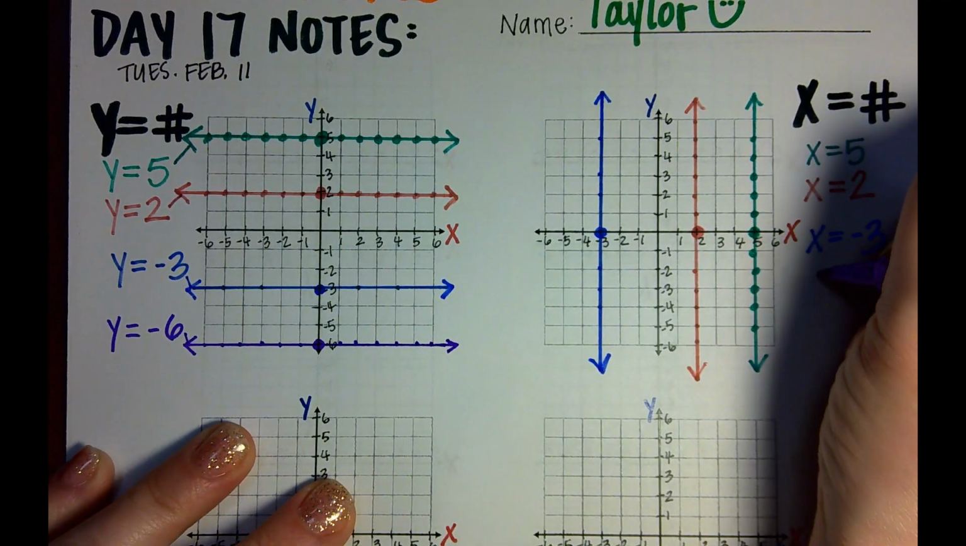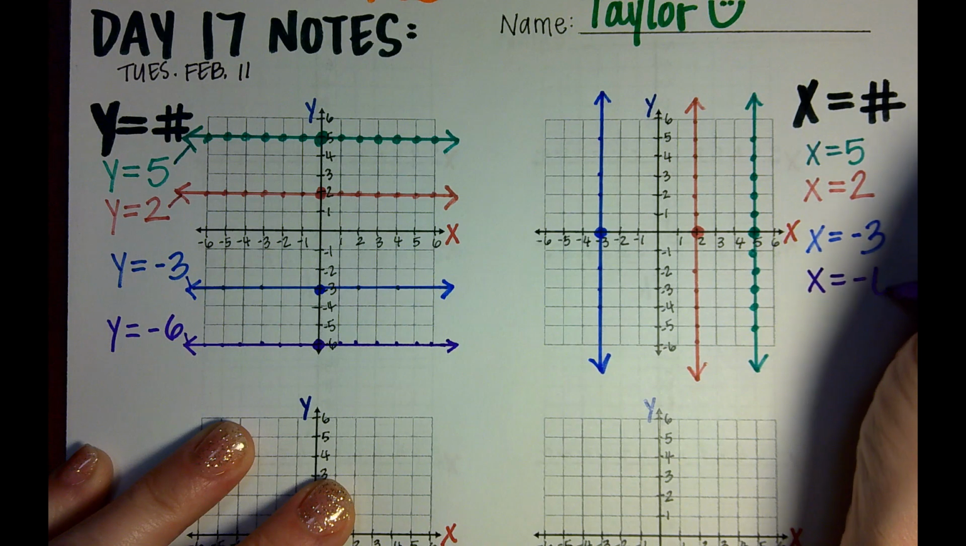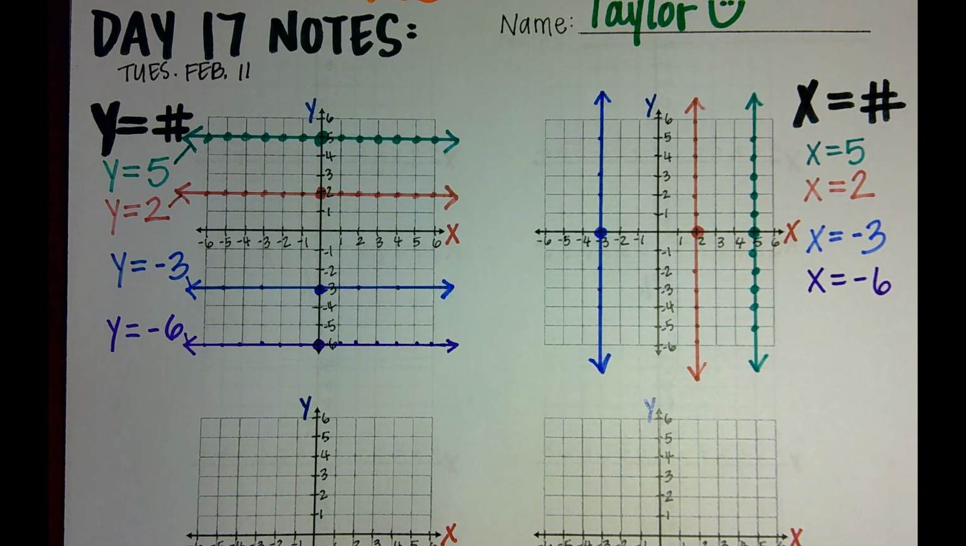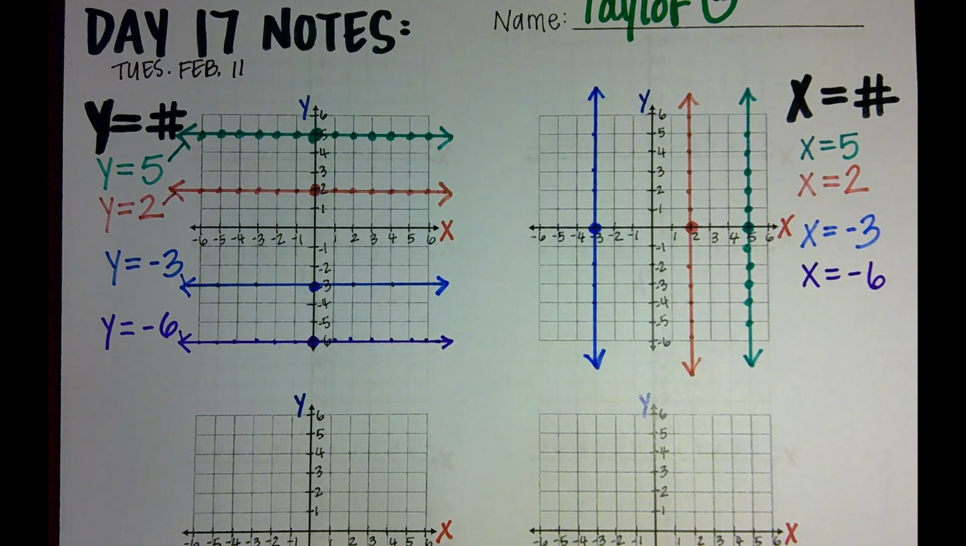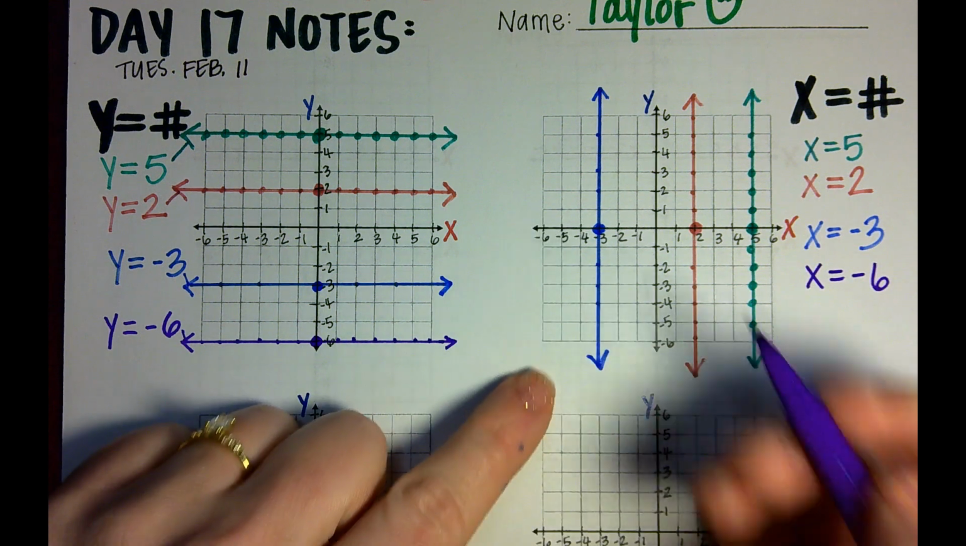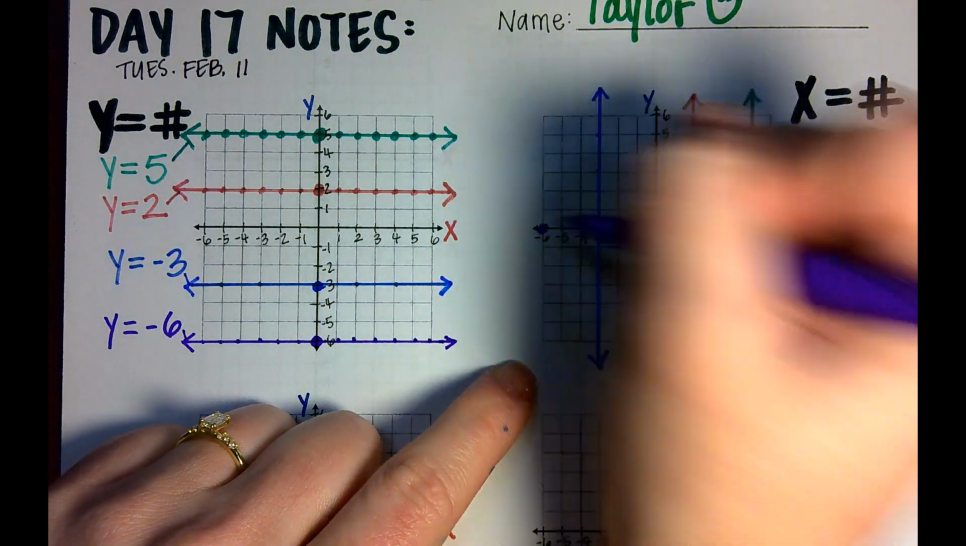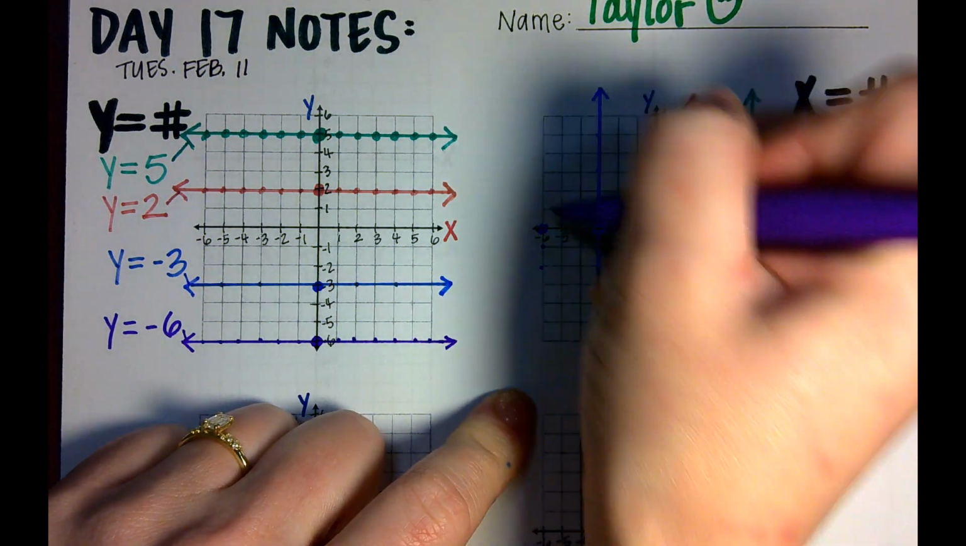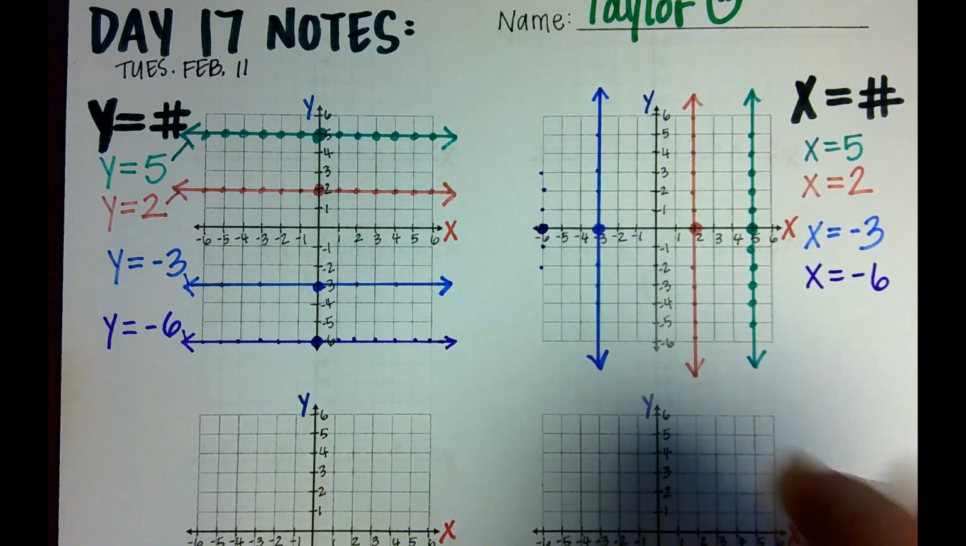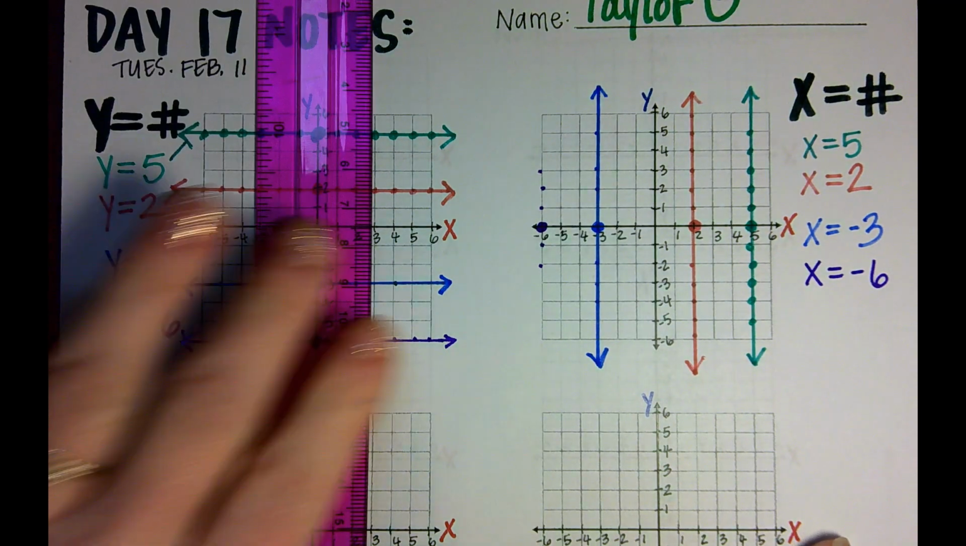So last but not least, let's do x equals -6. Negative x on the x-axis. Perfect, -6 on the x-axis. Going up and down. Going straight up and down. Beautiful. That is perfect.